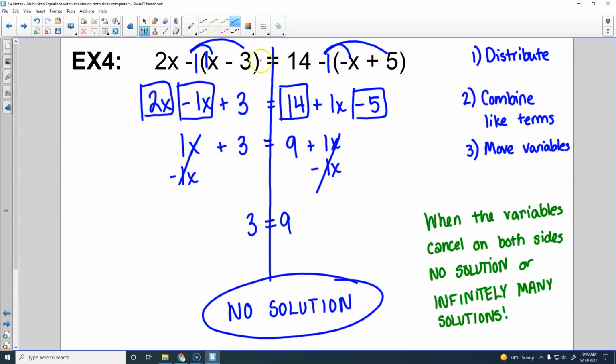So it doesn't matter what number you put in for x. You could try any number in the world. Nothing is going to work for this. This happens when variables cancel on both sides.